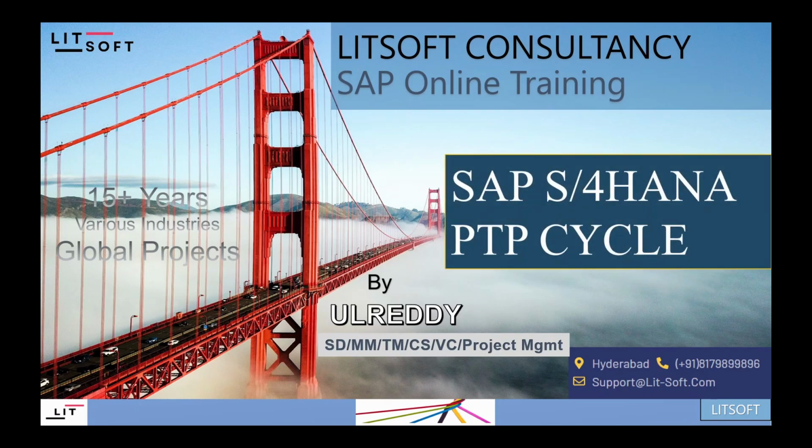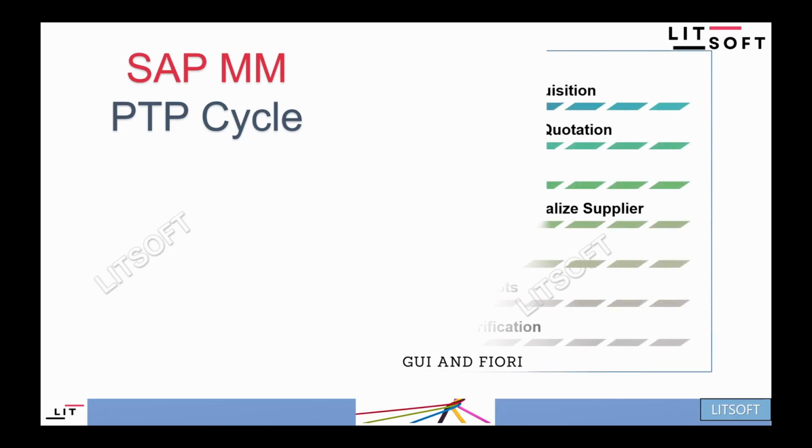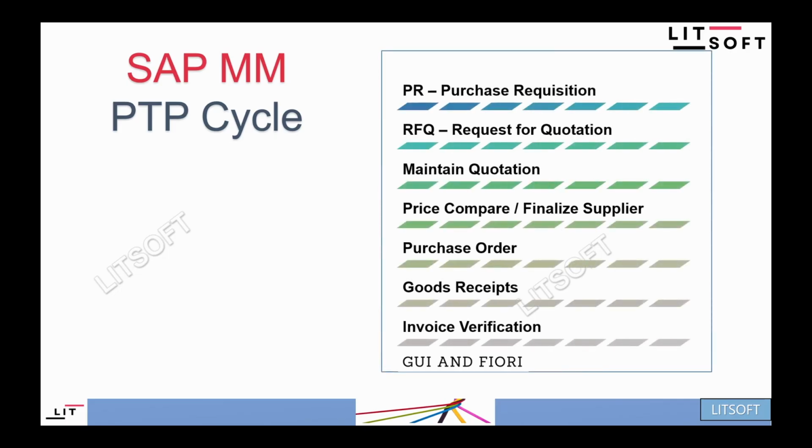Today we are going to discuss SAP S/4HANA PTP Cycle, Procure-to-Pay. These are the items: purchase requisitions, request for quotation, maintain quotation, price comparison, finalize supplier, purchase order, then goods receipt, invoice verification. We will discuss the GUI as well as the FIORI platforms.